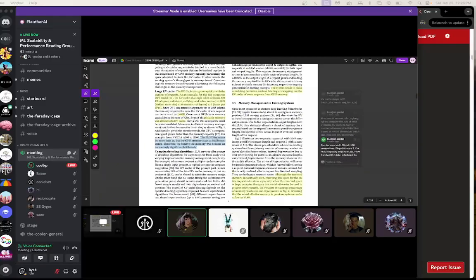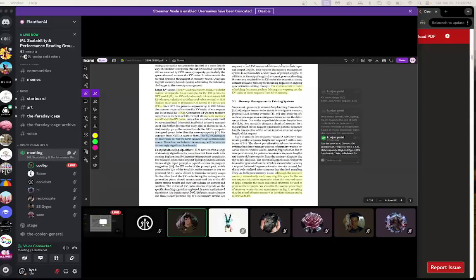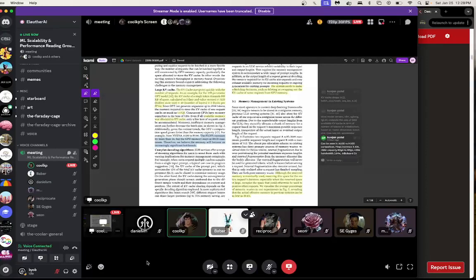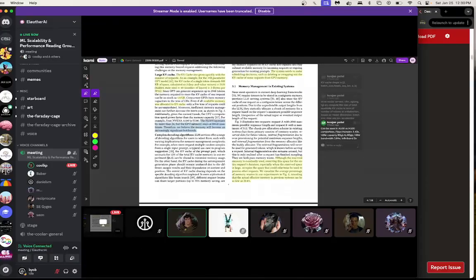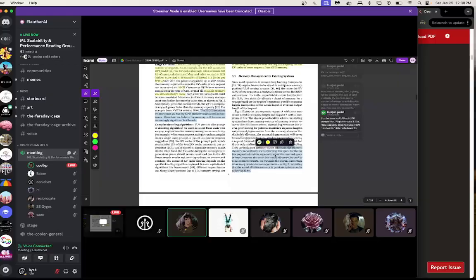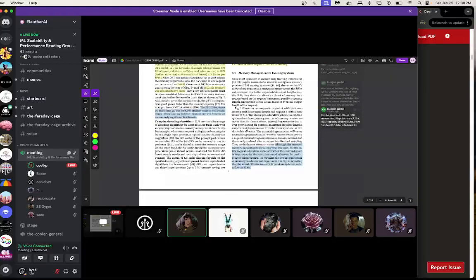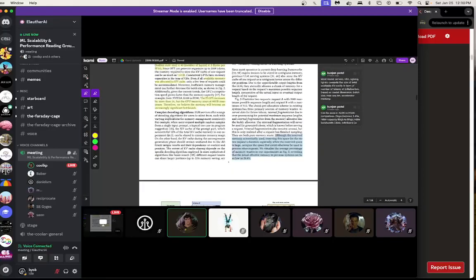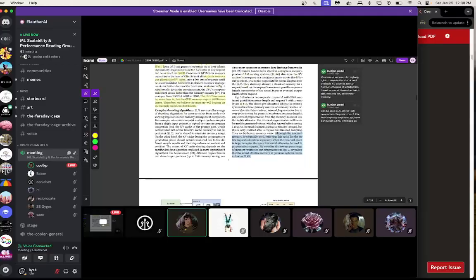Memory management in existing systems. We've gone over that. They use an example to explain the internal fragmentation due to over-provisioning and the external fragmentation, mostly because of the non-uniform size of the requests. Here's the key point. The takeaway is that in their experimentation, they found that actual effective memory is only 20.4% of the available memory, which is a lot of wastage because of all the fragmentations.